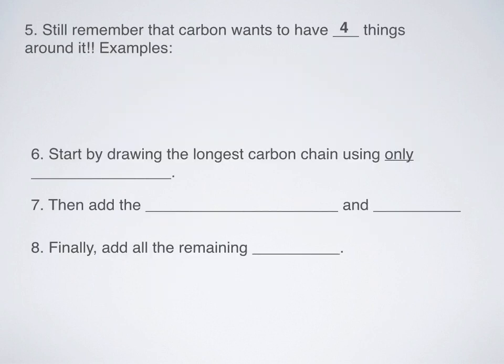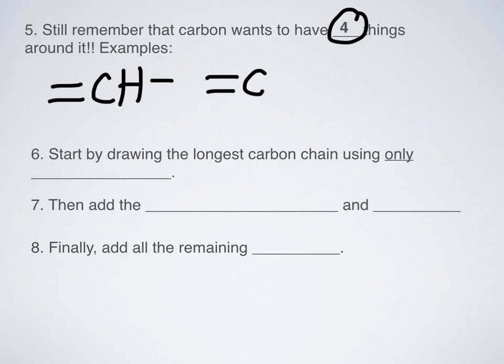So, what do I need to remember? Still remember, if I'm trying to draw these things, that carbon still wants to have 4 things. So I could have the following as a double bond, or if it's at the end of something, I could have this. Because notice, I have 2 bonds, I have a hydrogen, I have another bond. That is 4 bonds. Over here, I have 2 hydrogens, that's 2. I have a double bond, that is 2 bonds.